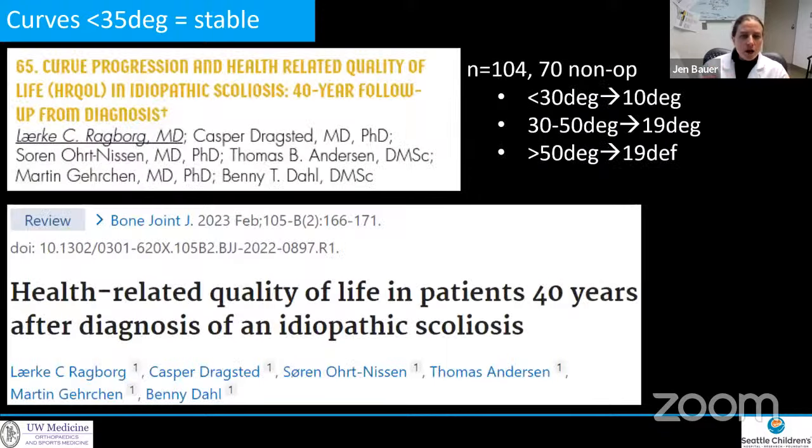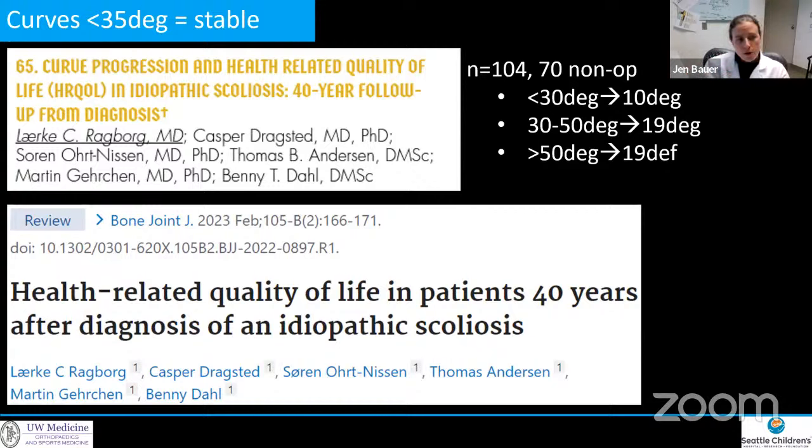The other kind of tried and true thought and teaching is, well, our whole point of putting these patients in these braces is to keep the curve from progressing until they're done growing. So if we can keep a small curve and then they're done growing, we just tell them they're good. They don't need to come back anymore. We're all set. Brace, be done growing, stop the brace, you're good.